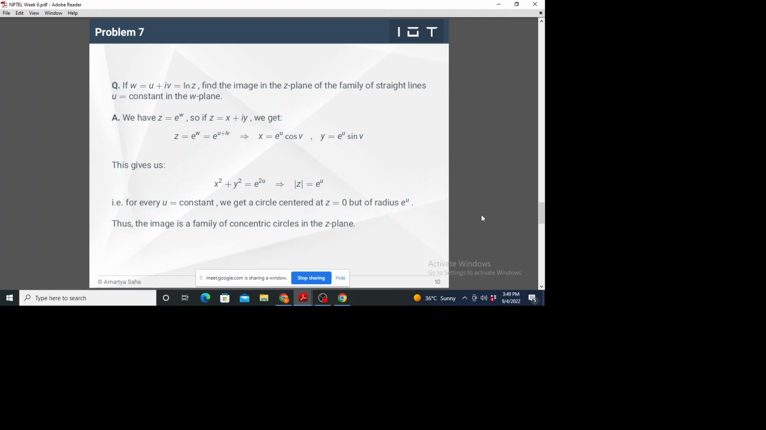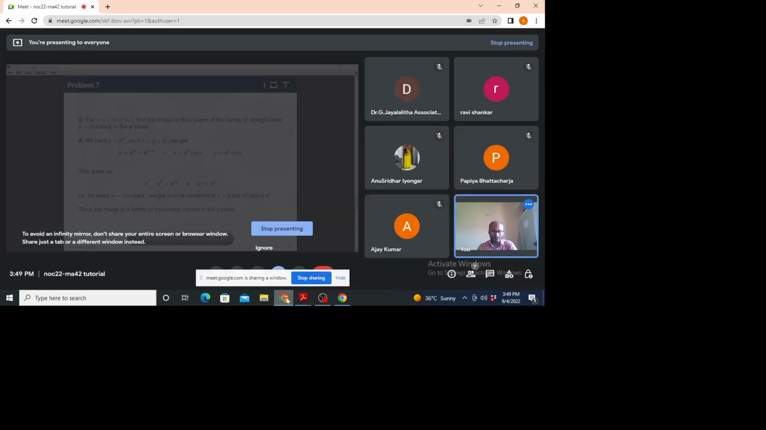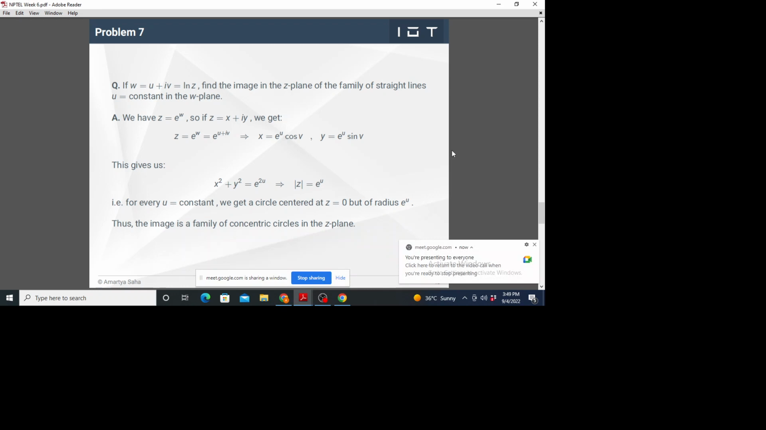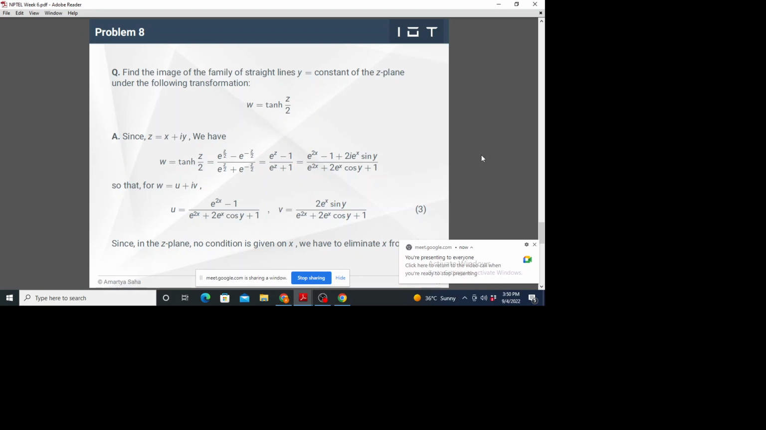So okay, that is that, and then moving on to the last problem of the session. This is by far the most difficult problem of this session. So again, we are dealing with a family of straight lines in the z plane. We have to find the image of this family of straight lines in the w plane, and w and z are related by this conformal transformation.